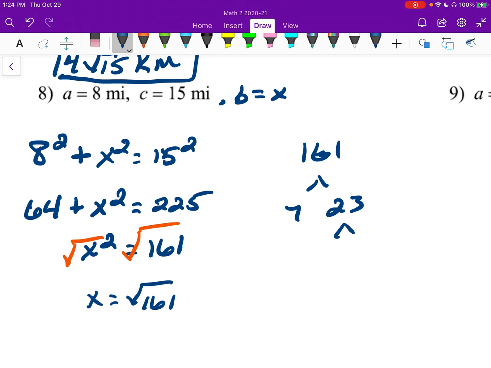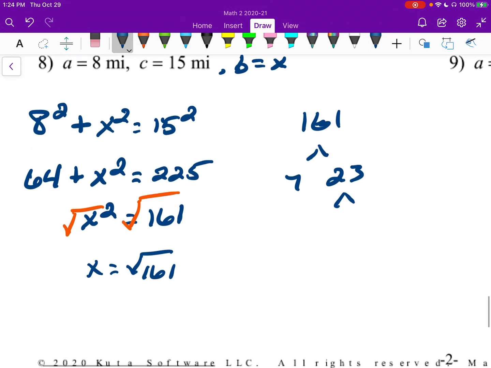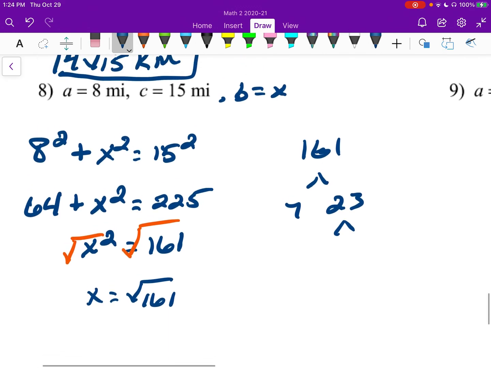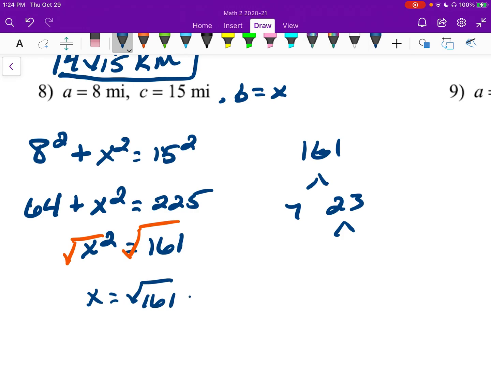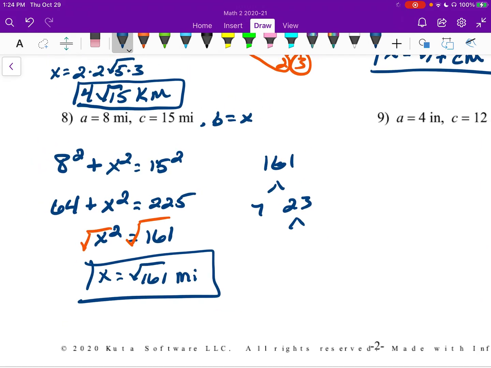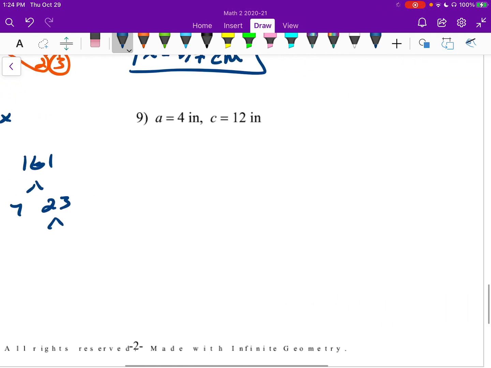23, I think, can divide by 7. No, it cannot. What can I divide 23 into? I don't think there's anything. I'm not seeing anything. I think that we're done. I think that we can't split that up anymore, so we're just going to have to leave it with root 161. And our units are going to be miles. All right, last problem, number 9.